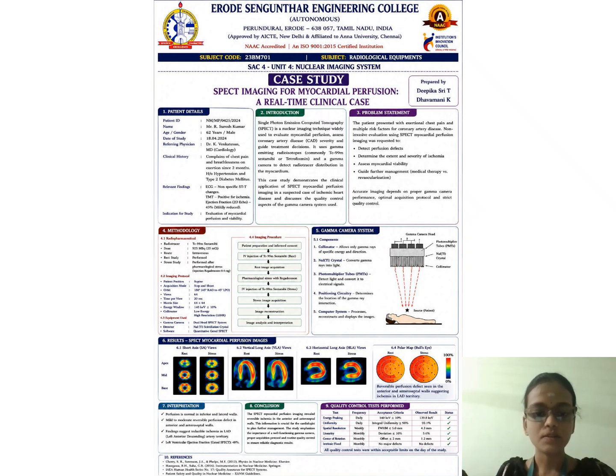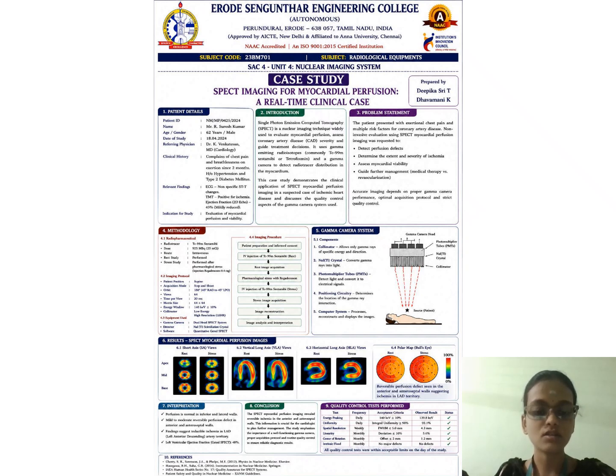My case study on SPECT imaging for myocardial perfusion, a real-time clinical case. This case study is based on the nuclear imaging system, specifically the use of SPECT, single photon emission computed tomography, for evaluating myocardial perfusion. First, let me explain the patient details.